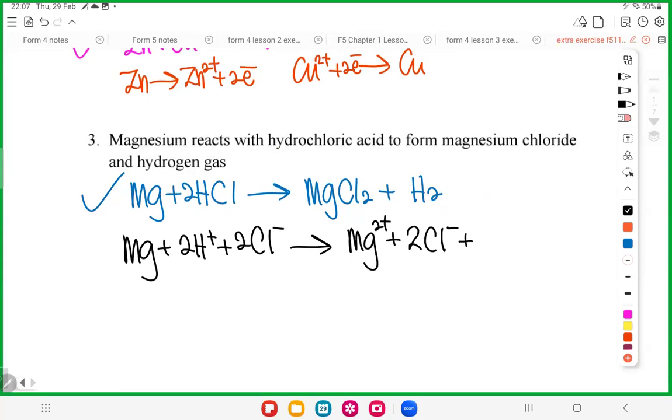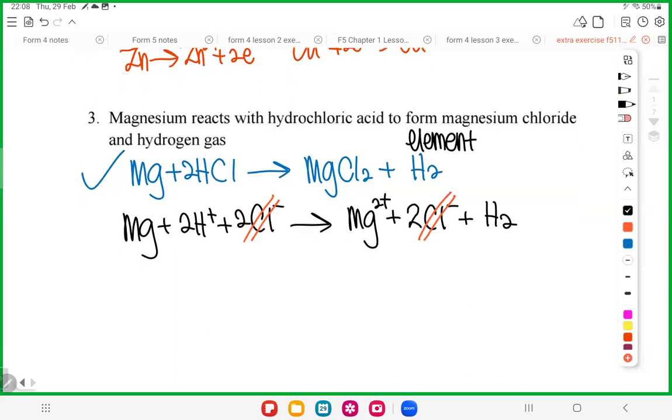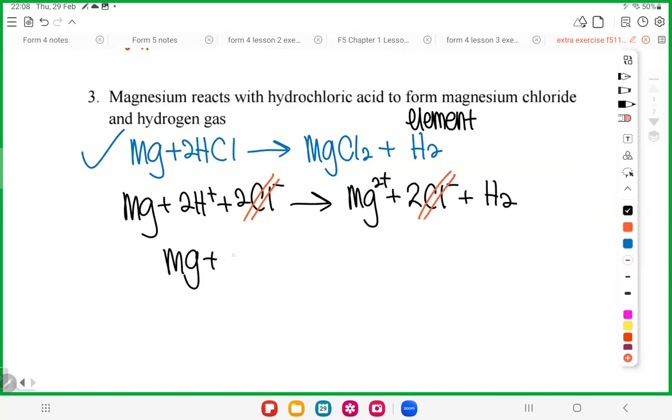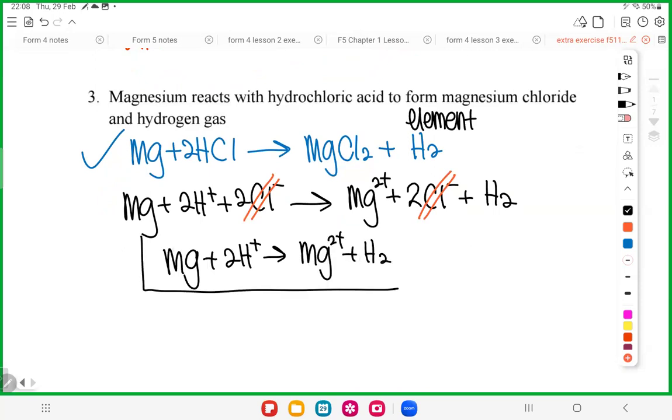Next one, hydrogen. Hydrogen is H2. Why? Hydrogen, it's an element because you only have H, nothing else. Element doesn't have charge. So don't have charge, just copy back. So in this case, we can cut the Cl, because the Cl didn't change. So after you cut, Mg plus 2H plus become Mg2 plus H2. So this is our ionic equation.